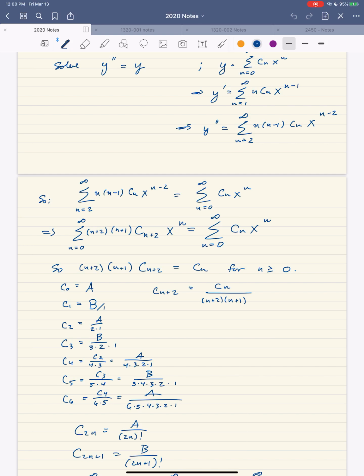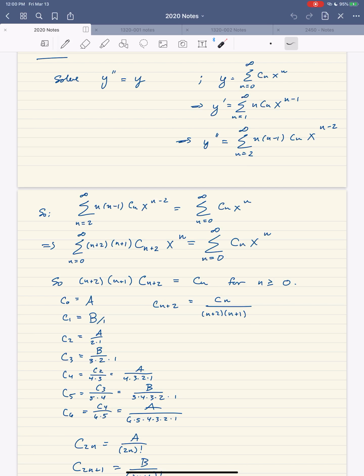To finish our last example from class on Wednesday, we started talking about how to use power series to solve differential equations, and then we did our first second degree differential equation, y double prime equals y. And the strategy here is you let y be a power series centered at x. Using what we know about power series, we can find y prime and then y double prime.